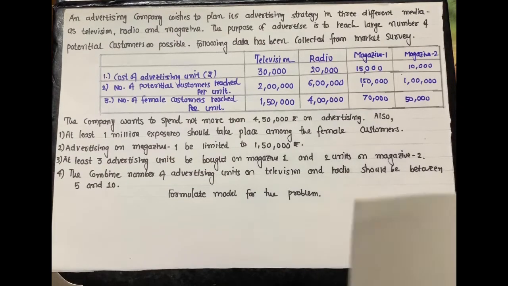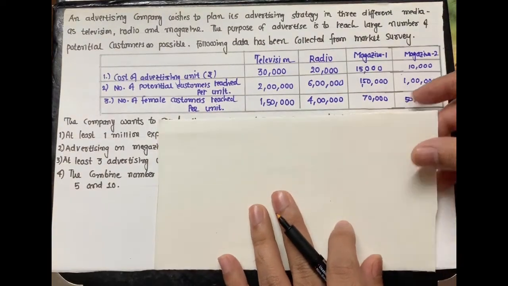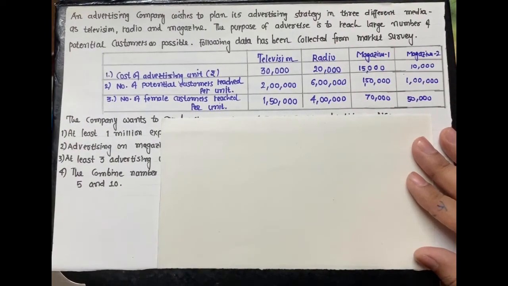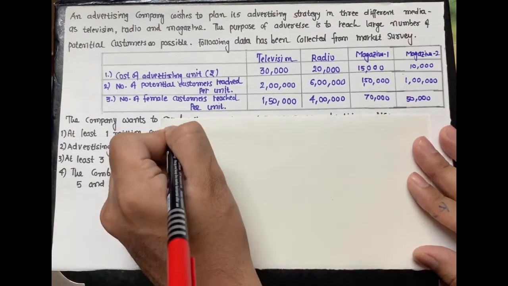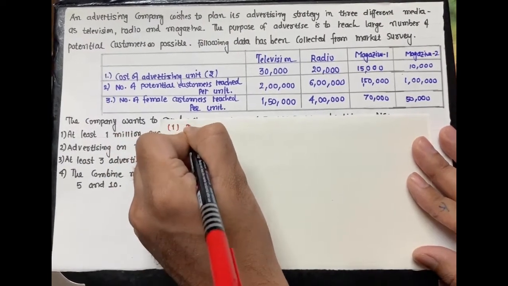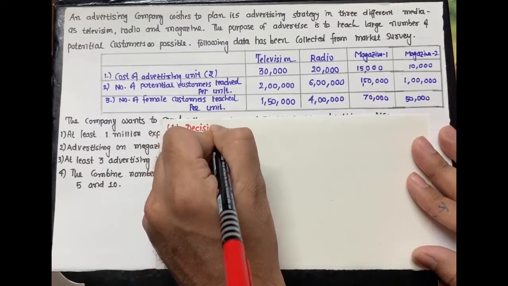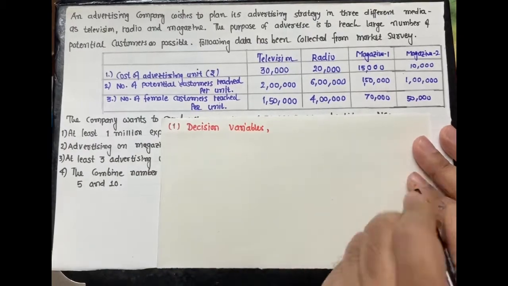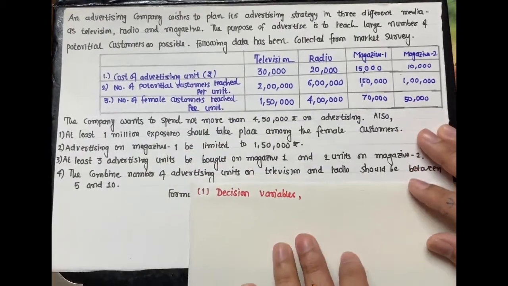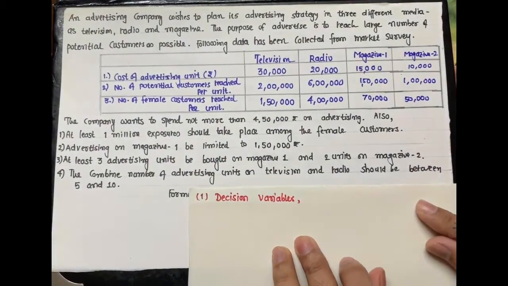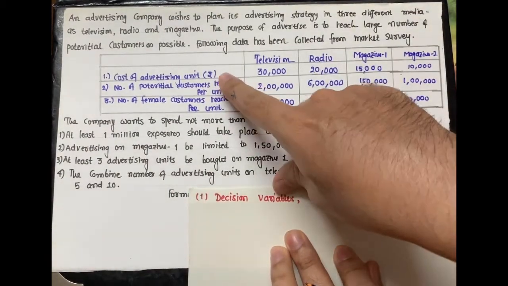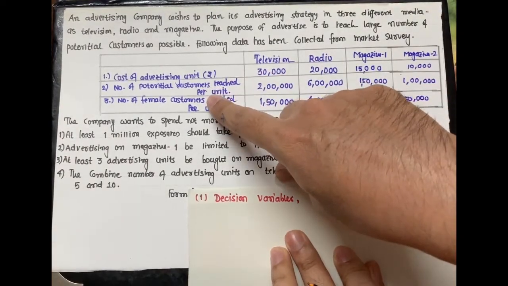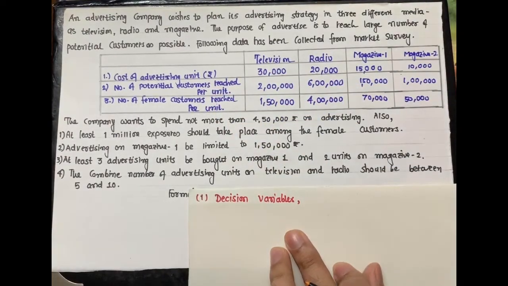Okay. So we know that basically we have 4 variables in problem formulation. Very first amongst is decision variable, or decision variables. So in this case, what could be my decision variable? See, the cost is given. Second one could be number of potential customers.